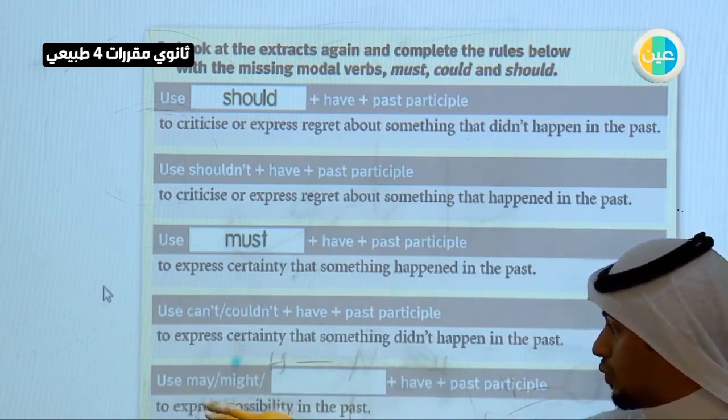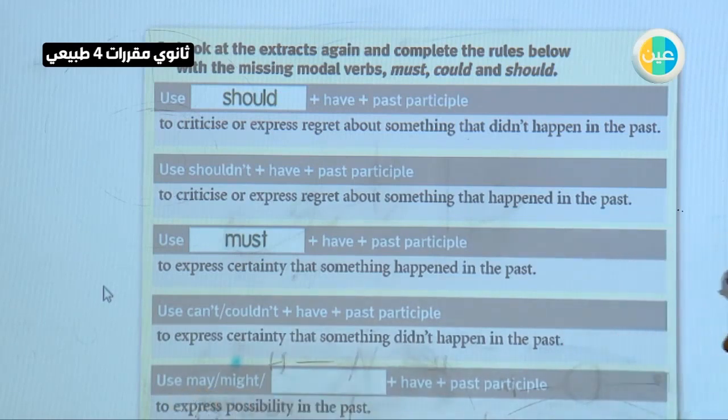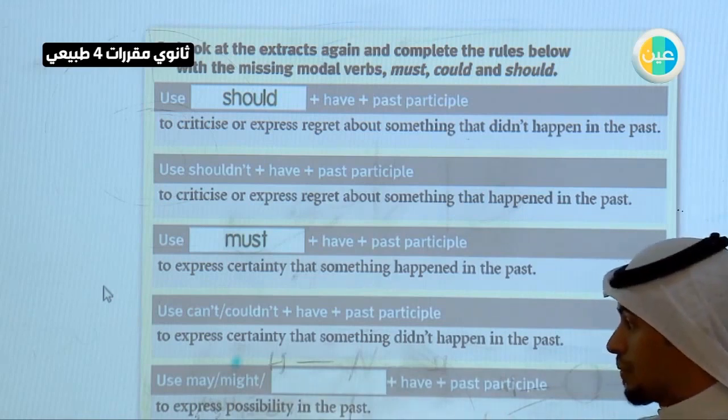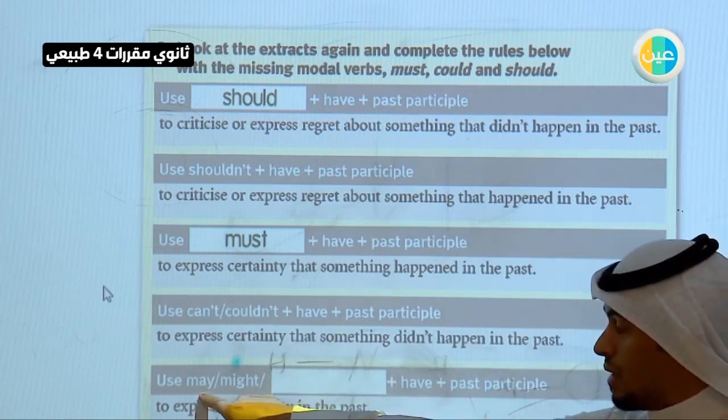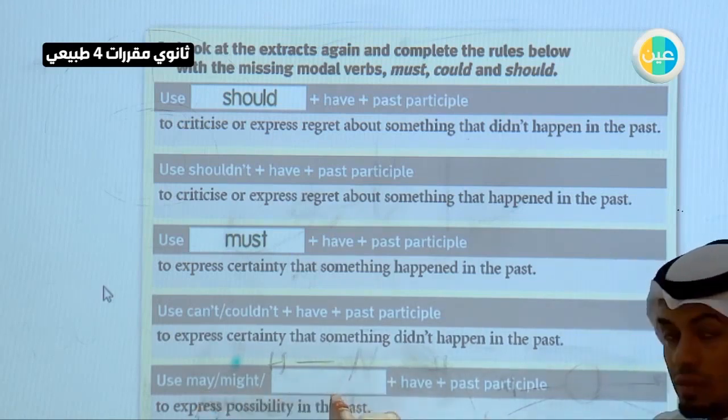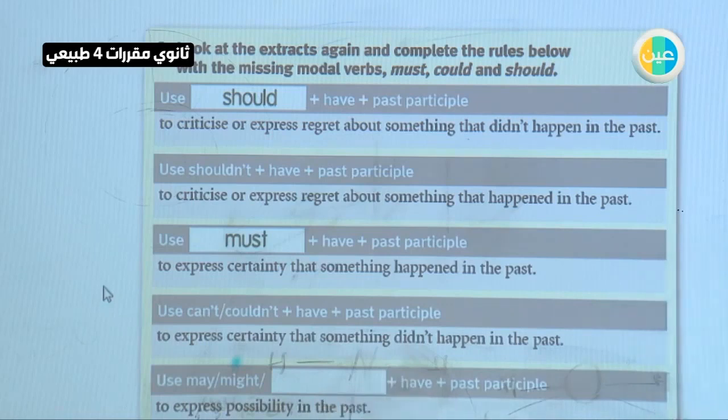We use may and might and another modal verb plus have plus past participle to express possibility in the past. Something might have happened in the past. So we may use may, might, and we use could. Could plus have plus past participle.